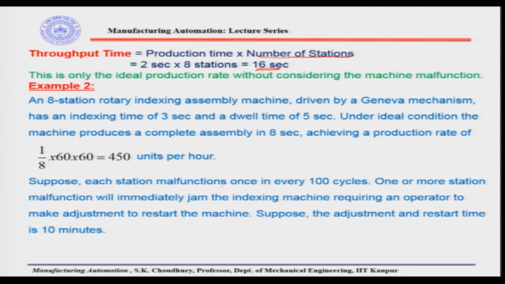Suppose each station malfunctions once in every 100 cycles. Let us assume one or more station malfunctions will immediately jam the indexing machine, requiring an operator to make adjustments to restart the machine. Suppose that the adjustment and restarting time takes about 10 minutes. That is the TD.